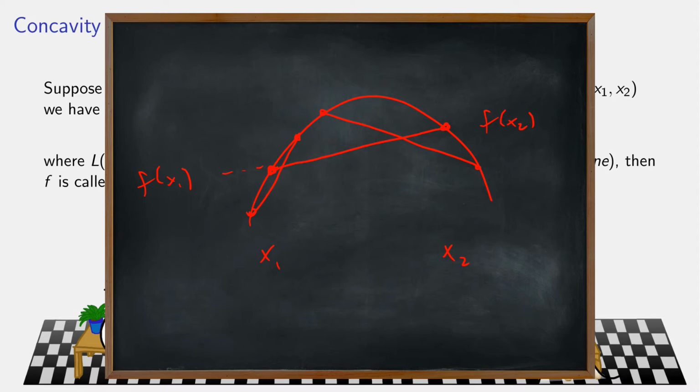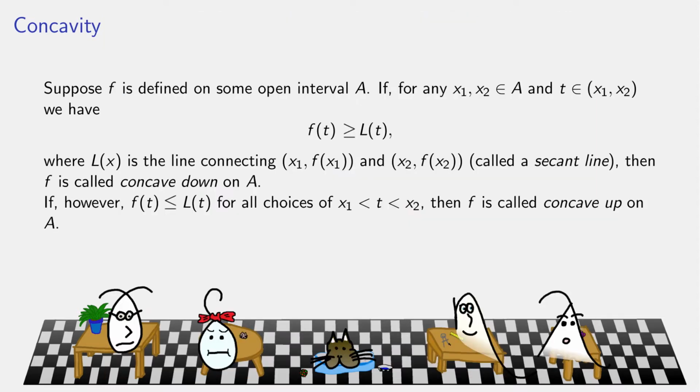Notice that this definition has nothing to do with derivatives. If the reverse holds, if the graph is always below the lines that you draw, then it's called concave up on that interval.